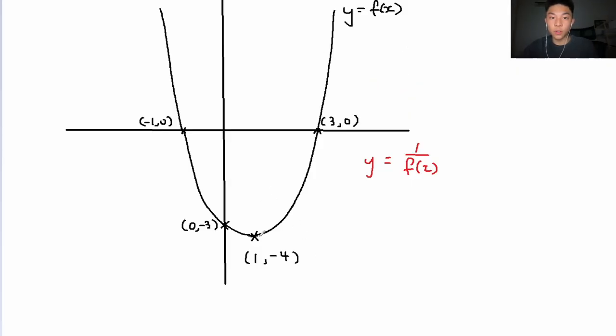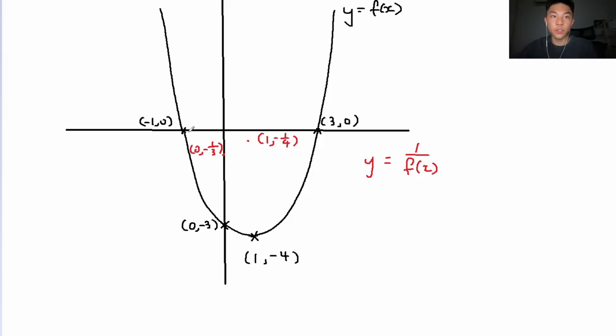So now let's look at our minimum point, (1, negative 4). My new coordinate will be (1, negative 1 over 4). All right, and my (0, negative 3) will be (0, negative 1 over 3).